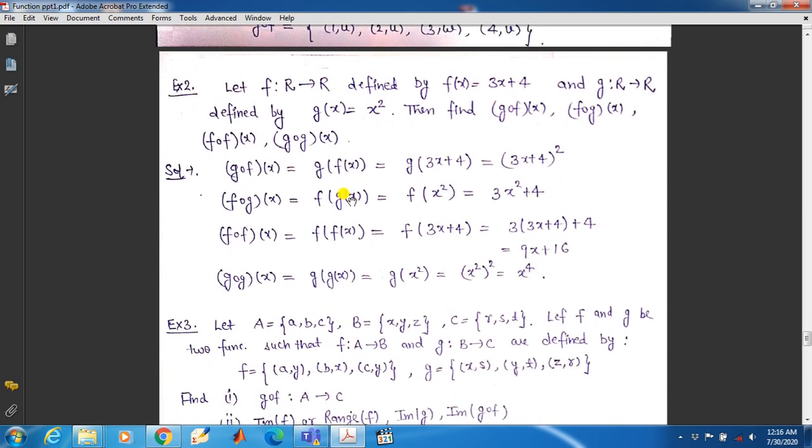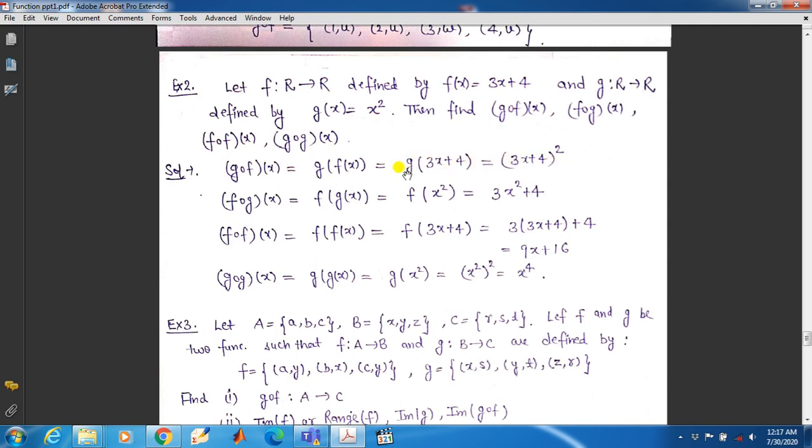Similarly for the second question, the function f is given as 3x plus 4, and the function g is x square. You have to find these 4 functions: gof, fog, fof, and gog. The first, gof. gof of x will be g of f(x). Write down the value of this f(x). f(x) is 3x plus 4. Write down here, so g of 3x plus 4.